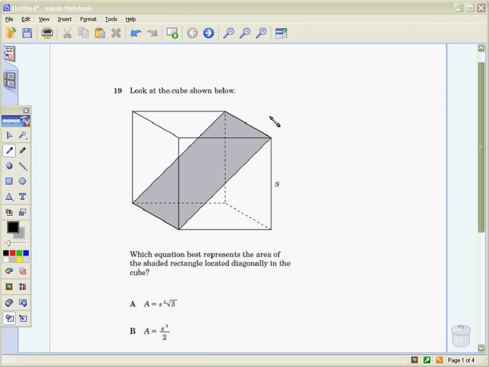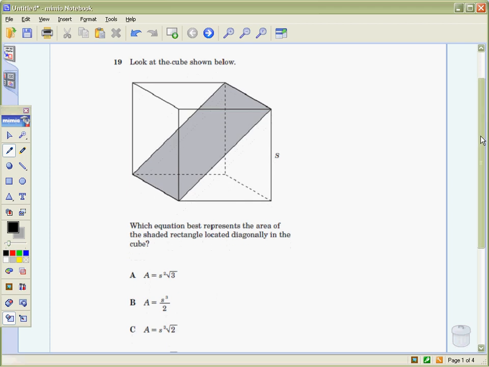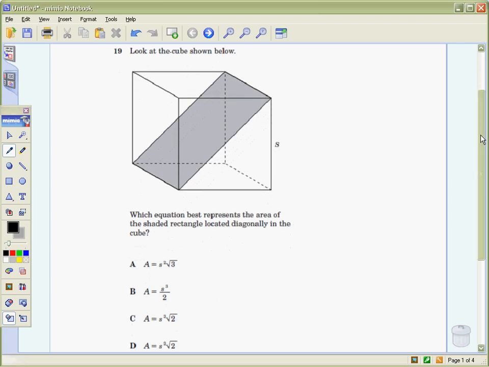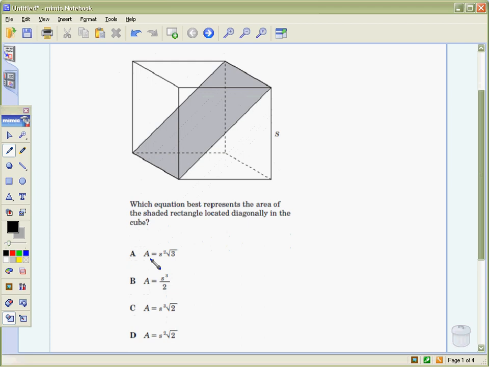Look at the cube shown below. Which equation best represents the area of the shaded rectangle located diagonally in the cube? And if we look at our answer choices, they look very vague, very general, like letter A is A equals S squared times the square root of 3, and so forth. So let's just look at it and see what's going on.